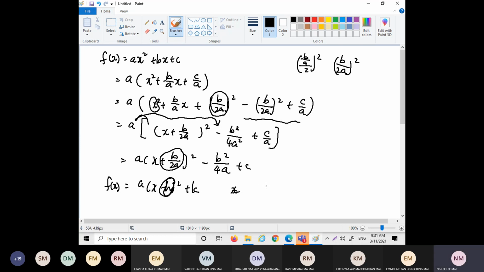Negative h is this. Therefore, h is negative b over 2a. So this is the axis of symmetry. So it's proven now. So we come back to the textbook.